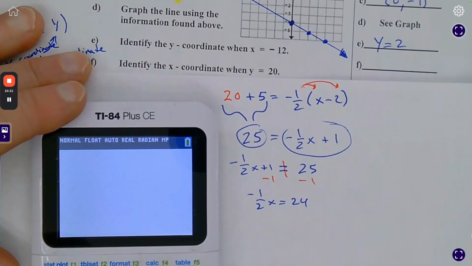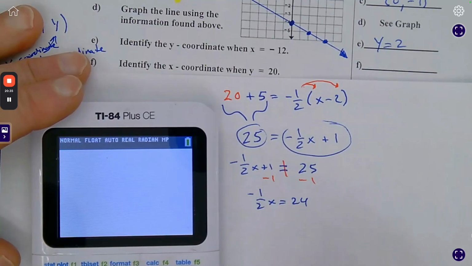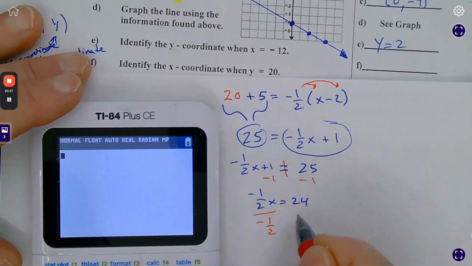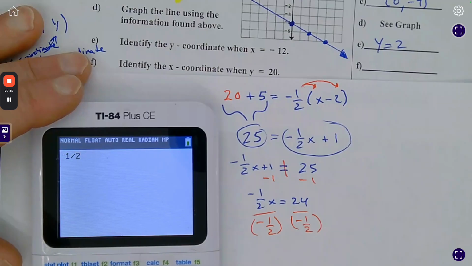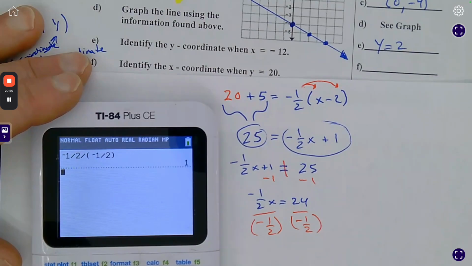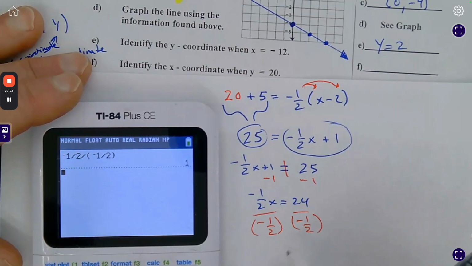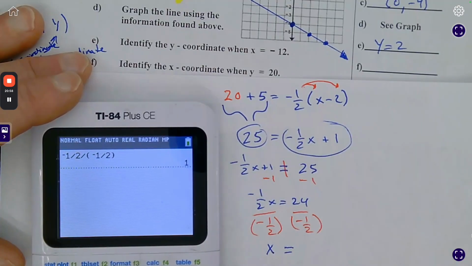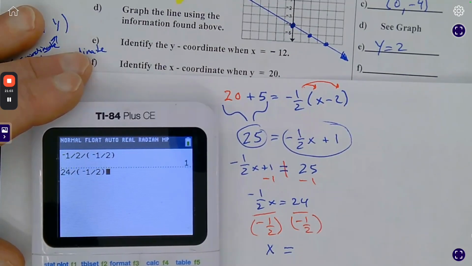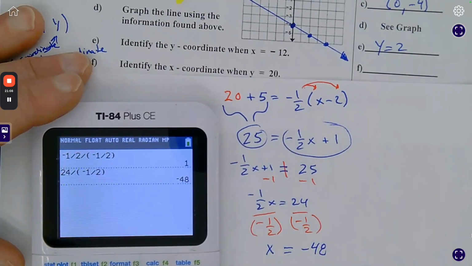When I divide by my fraction, I'm going to write it as divide by negative 1/2, divide by negative 1/2. When you divide by a fraction, you must put it in parentheses. Notice on the left-hand side, when I divide negative 1/2 by negative 1/2, I get 1. That was my goal, 1x. So I have 1x equals, and now I'm going to do 24 divided by negative 1 divided by 2, and that equals negative 48. That is the final answer.